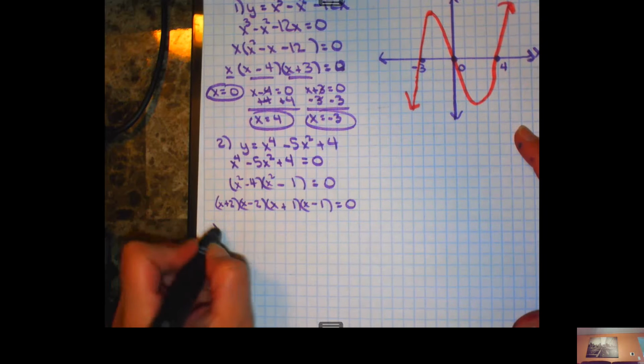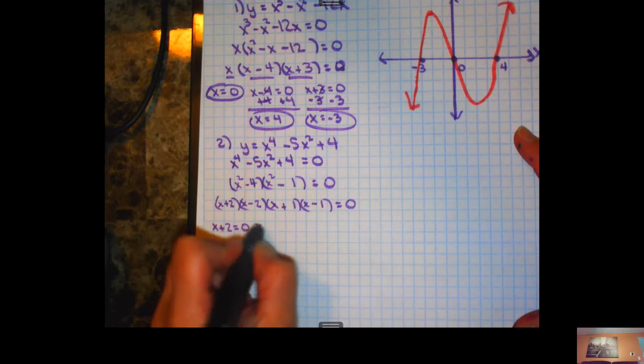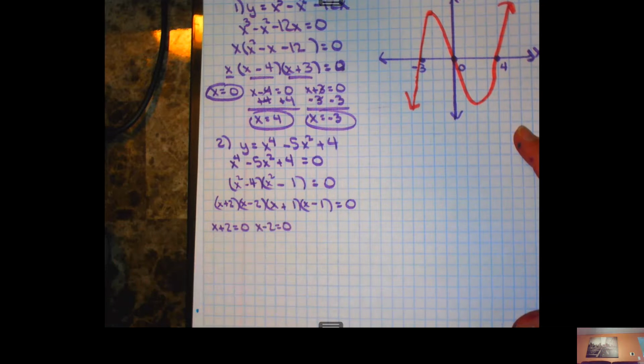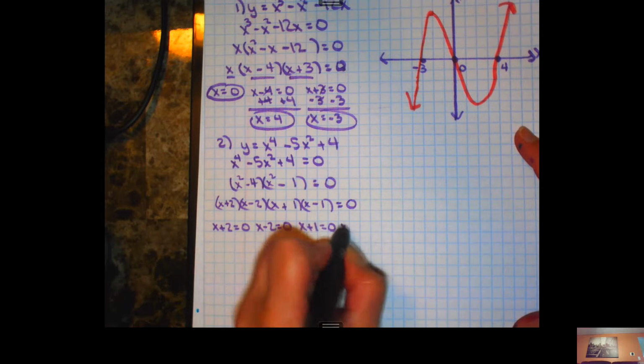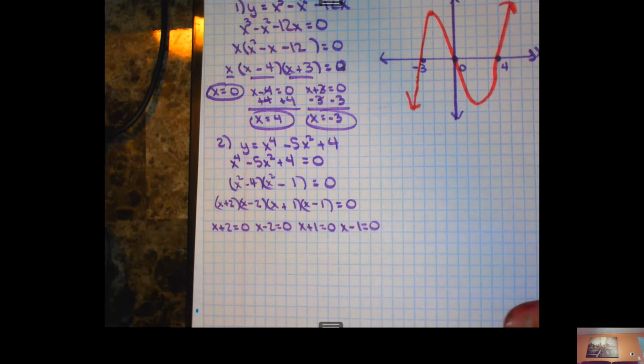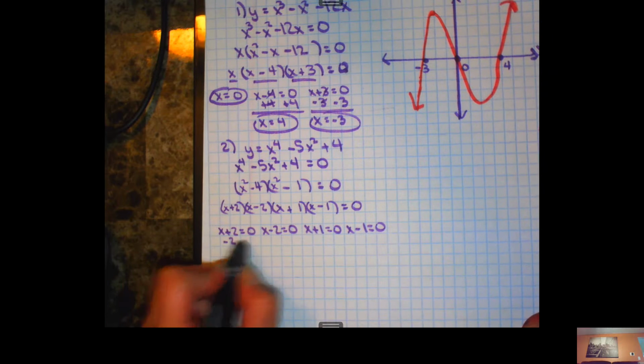So I'm going to have 4 equations. X plus 2 equals 0. X minus 2 equals 0. X plus 1 equals 0. And x minus 1 equals 0. And now I just solve them all. So I can go through this kind of quick.